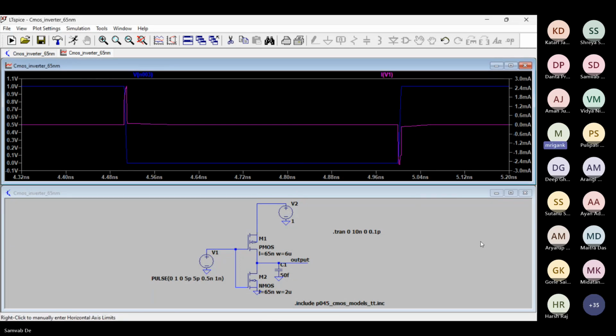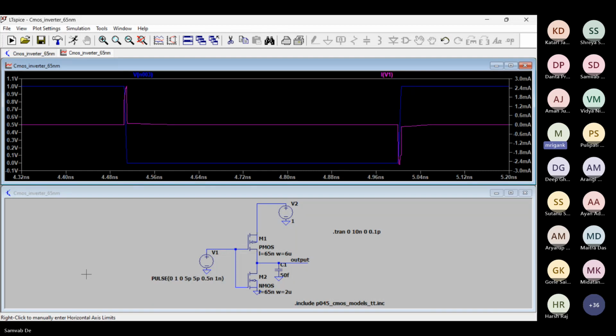So you can see that there is a current pulse when the input signal is going down. There is an upgoing current pulse, and when the input signal is going up, there is a downgoing current pulse going into V1. So what does the direction mean? He has plotted the current of the positive terminal of V1, right?